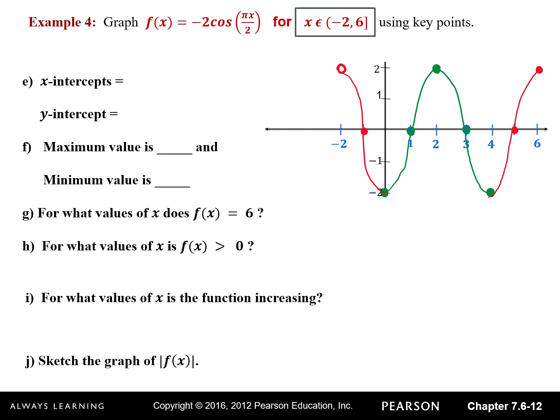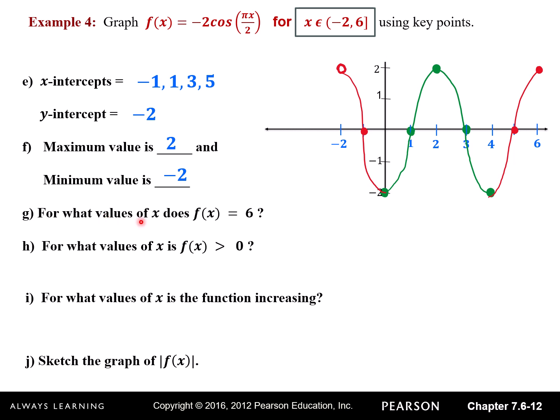And now to continue identifying the properties, based from this graph, we will find the x-intercepts. They are negative 1, positive 1, 3, and 5. So these are the x-intercepts. And there's only one y-intercept, which is minus 2. Then the maximum value is 2, appearing here and there. Even if it's not appearing at this point, still the maximum value is 2. And then the minimum value is minus 2.